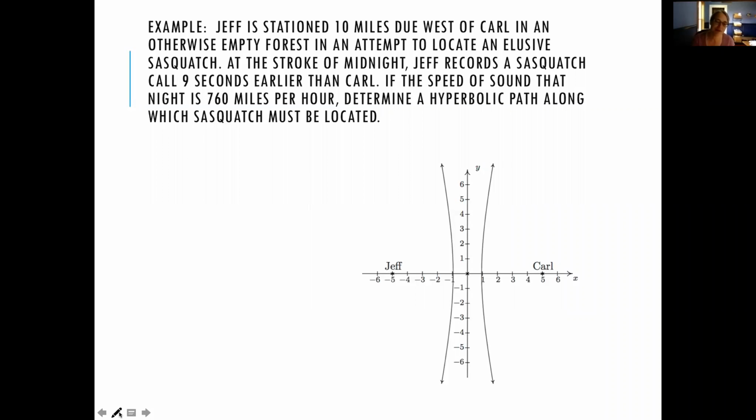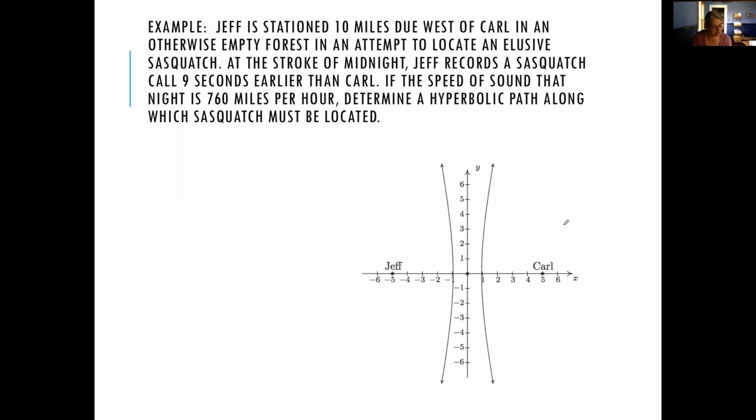Now, why a hyperbolic path? Well, we're going to use a hyperbolic path because this is exactly the situation for which a hyperbola is defined. We know Sasquatch is somewhere between Jeff and Carl. So the difference between his separation from Carl and his separation from Jeff is going to be some constant number that we can figure out.